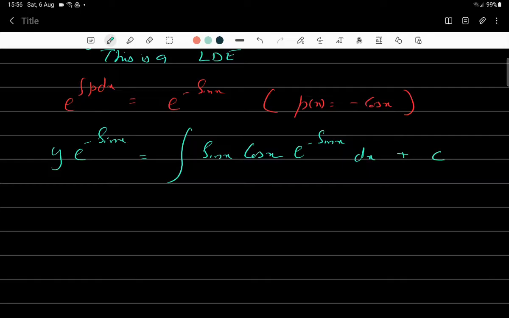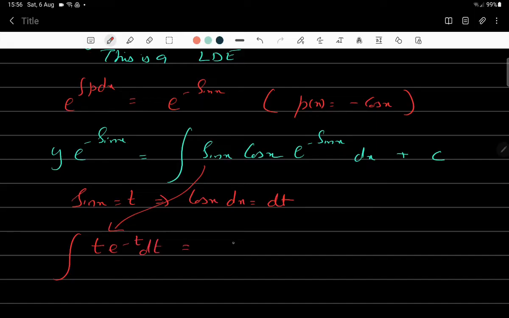To integrate it, e raised to the power minus sin x is there, so I can take sin x is equal to t. So if I take sin x is equal to t, I have cos x dx is equal to dt, and this term would become the integration of t e raised to the power minus t dt, which is minus t e raised to the power minus t minus e raised to the power minus t. Now I can substitute the value and that gives me the required answer.